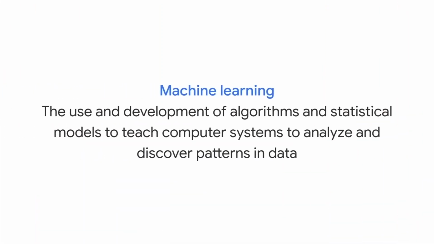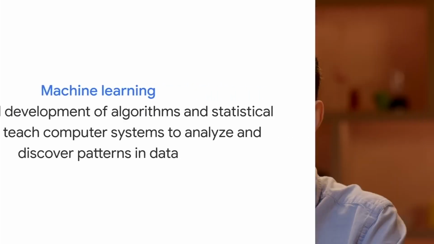But first, the definition of machine learning. ML is the use and development of algorithms and statistical models to teach computer systems to analyze and discover patterns in data. ML helps data professionals make better decisions, automate processes, and uncover valuable insights. Vertex AI takes ML to the next level by providing a comprehensive platform for developing, deploying, and managing ML models at scale. It allows you to use machine learning operations to manage and govern all of your ML workloads. This means that your data enters and moves through your pipeline quickly, so you can focus on innovating.